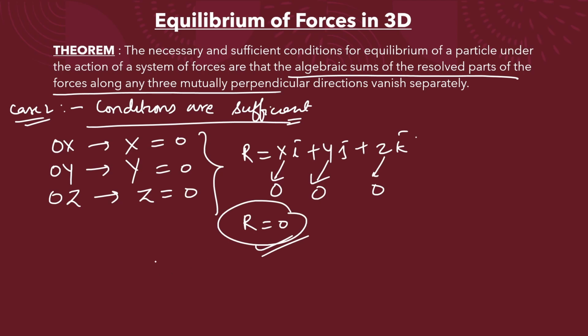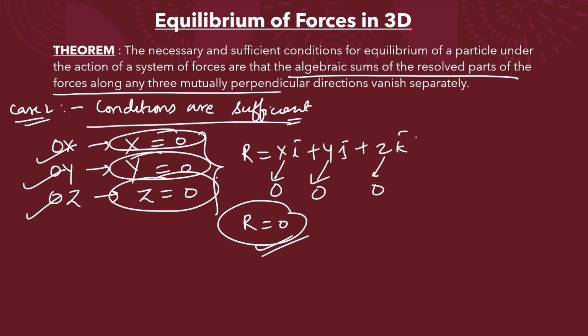Hence, let us repeat this. If the sums of resolved parts of the forces along three mutually perpendicular axes, that is OX, OY and OZ, vanish separately, this means X is equal to 0, Y is equal to 0 and Z is equal to 0. This means the resultant is 0. Okay, so this is the introduction about the equilibrium of forces in 3 dimensions. We will discuss further in the next lecture. Thank you.